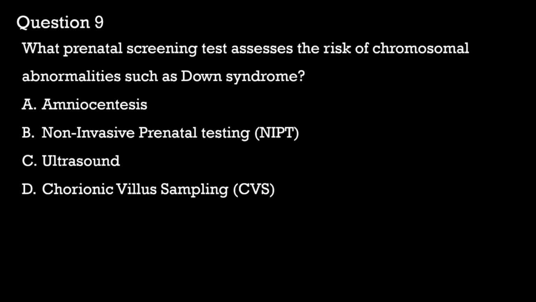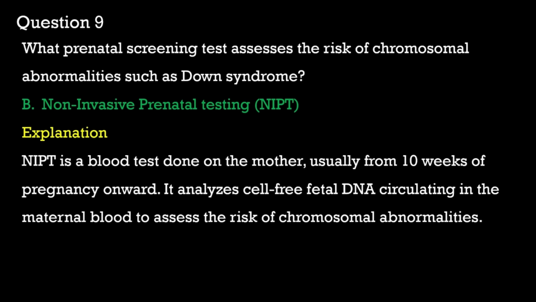An ultrasound in option C can detect structural abnormalities, but it cannot reliably detect chromosomal abnormalities. While chorionic villus sampling or CVS is an invasive test that is done at about 10 to 13 weeks, and it gives a definitive diagnosis rather than a risk assessment. So, based on the question that mentions the risk assessments, out of the options, we'll be going with option B. That is the non-invasive prenatal testing.